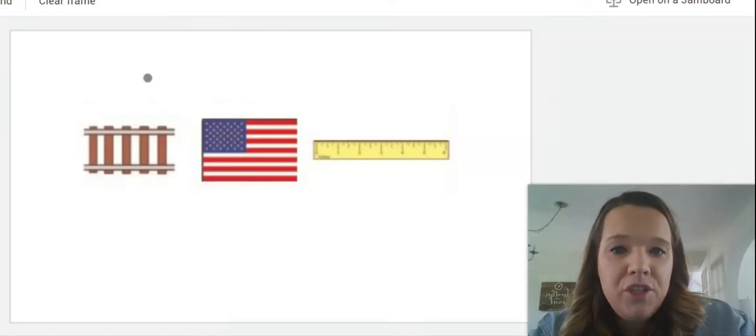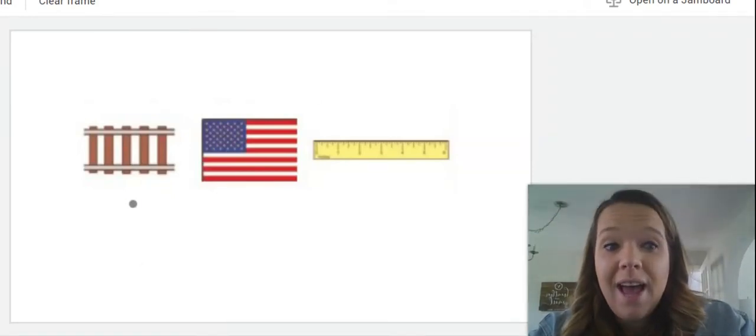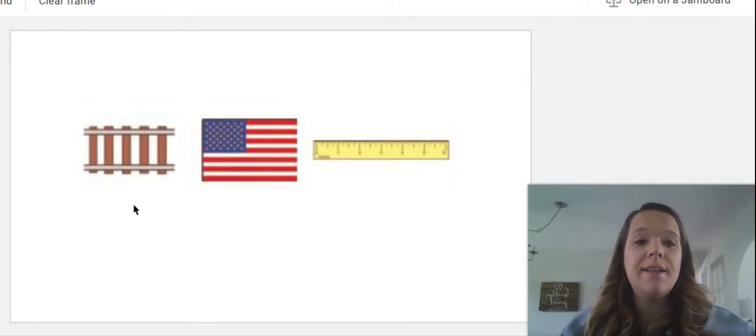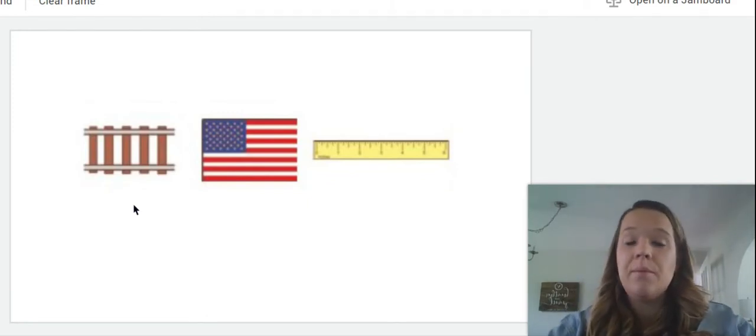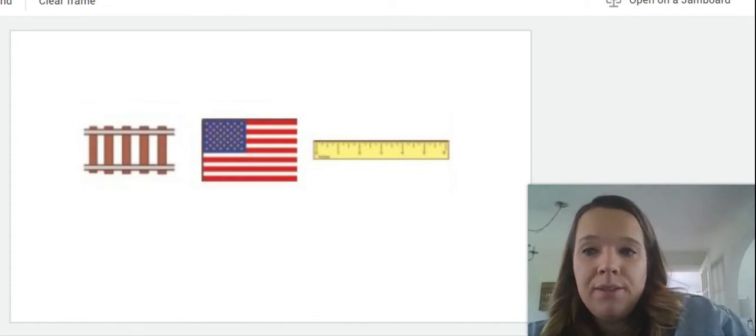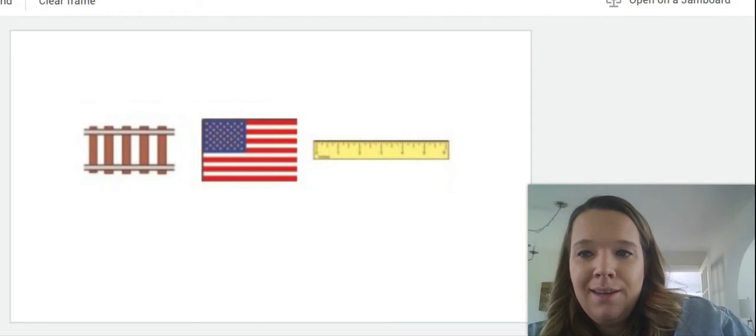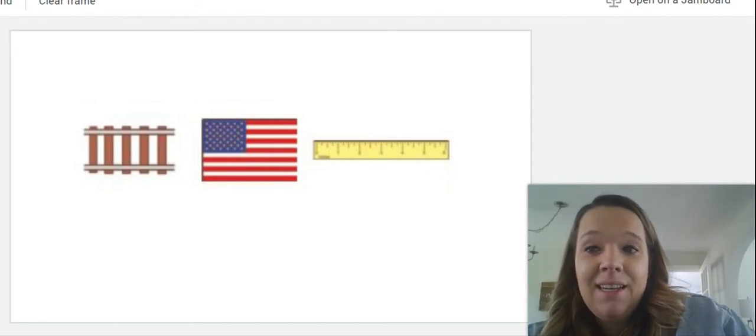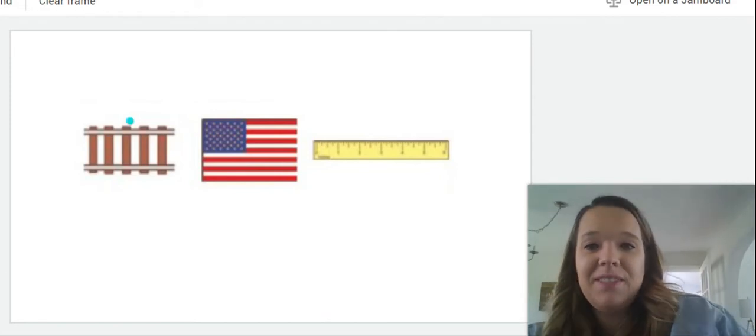So here are some images of real life objects that actually have at least one set of parallel lines. So remember, parallel lines are the same distance apart. They will never cross or intersect. And I'm going to show you some right now using a marker. Again, bear with me because it's not so easy to do on this Chromebook.